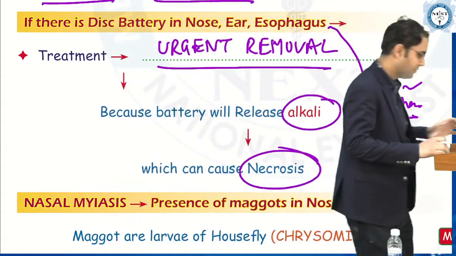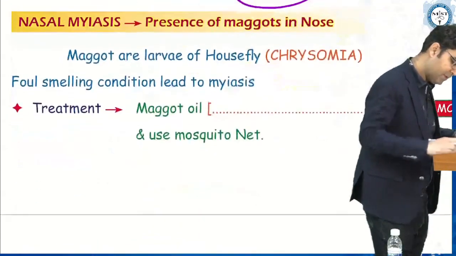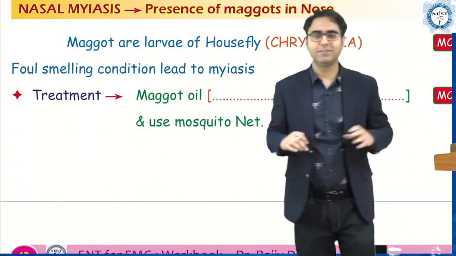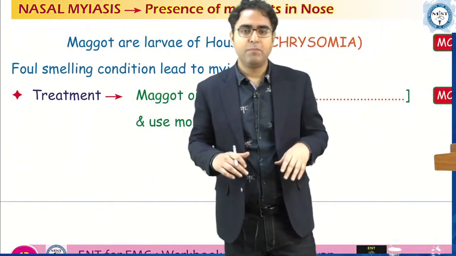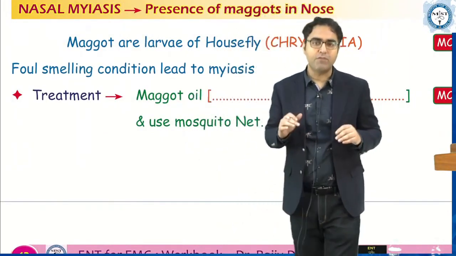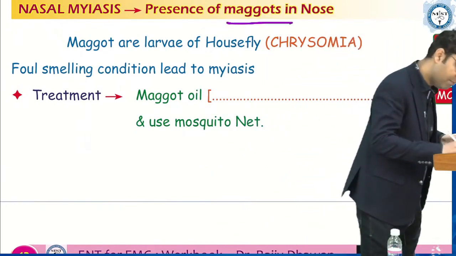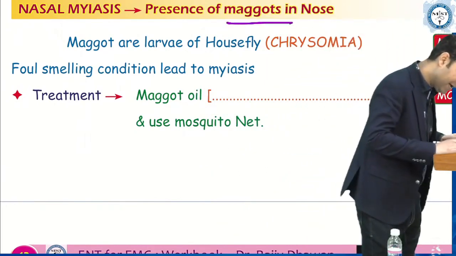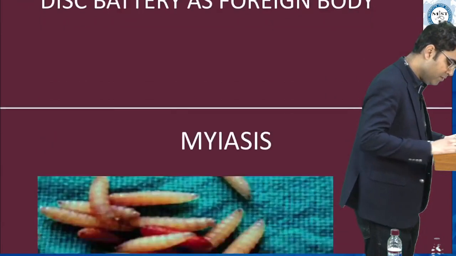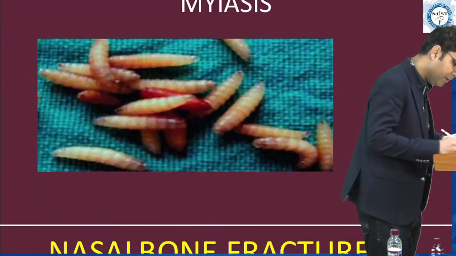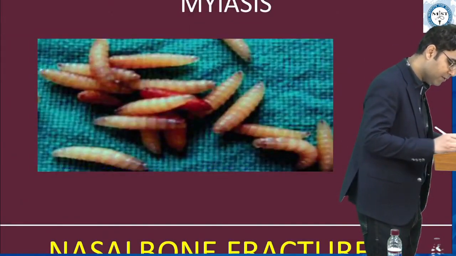Okay, let's go further. Myiasis, beta. What is myiasis? Presence of maggots in the nose, beta. Can you see, beta, these are maggots.